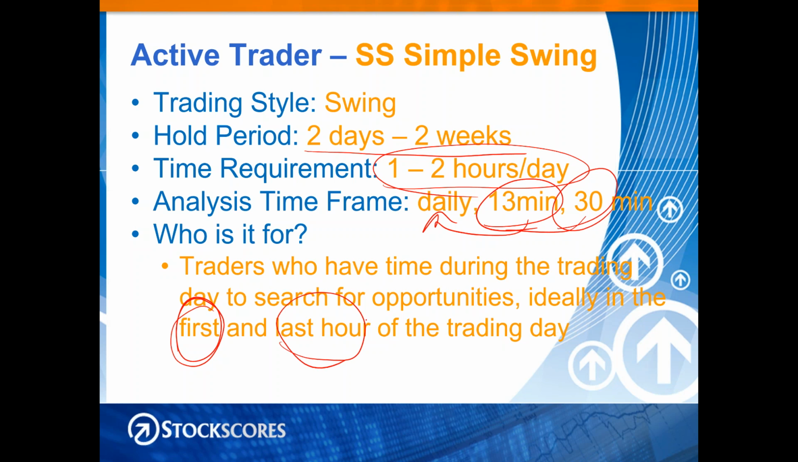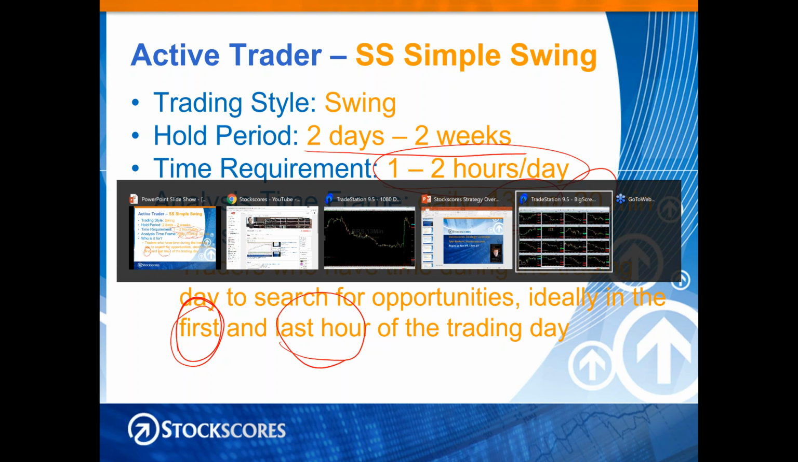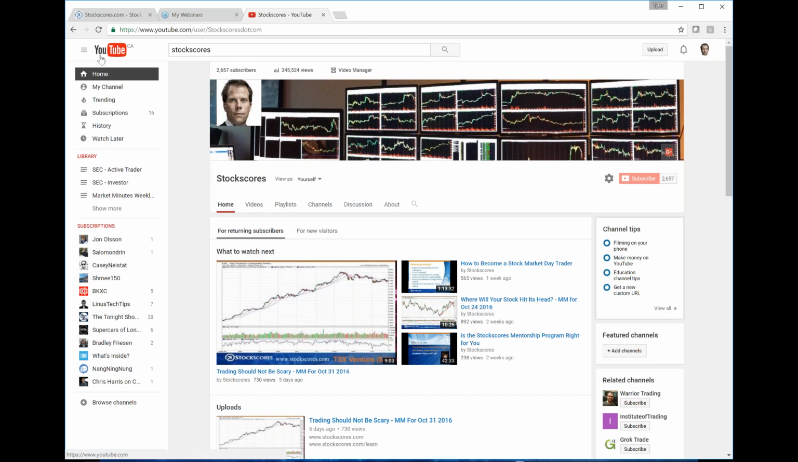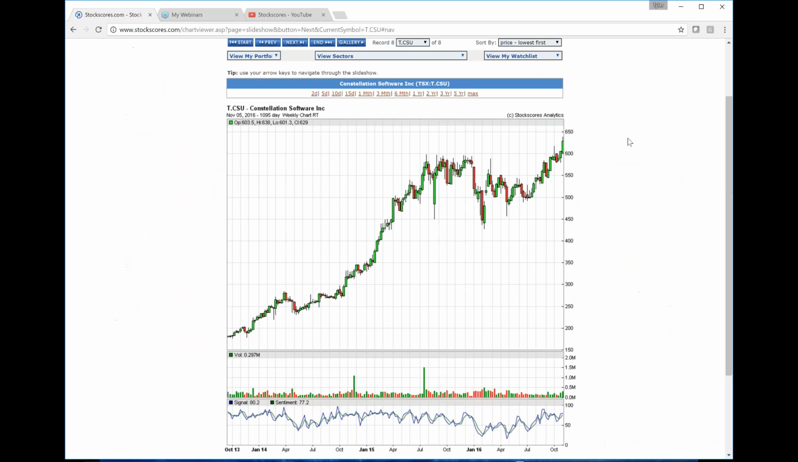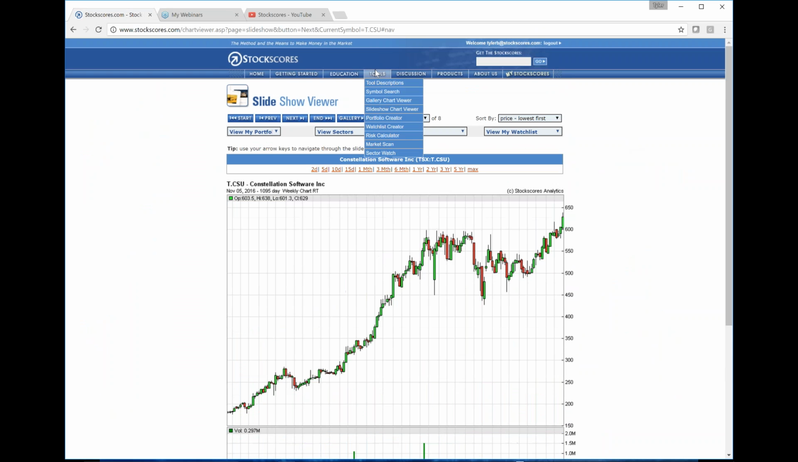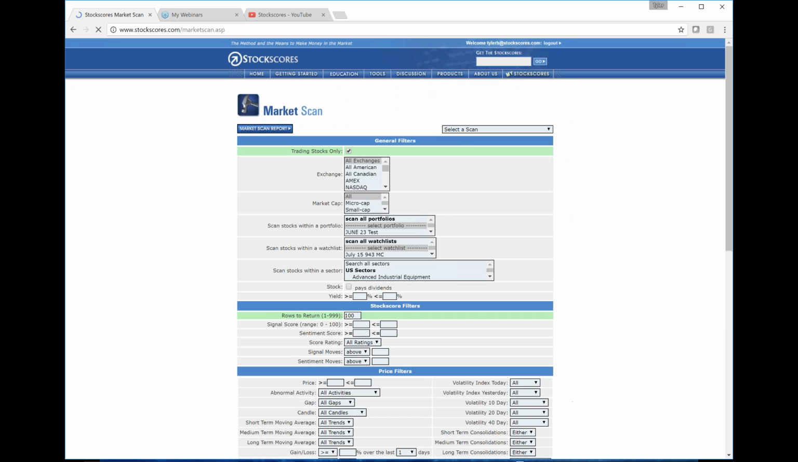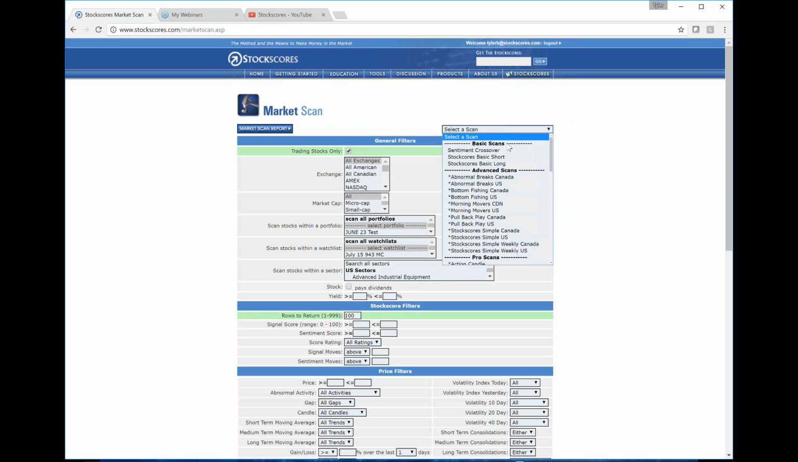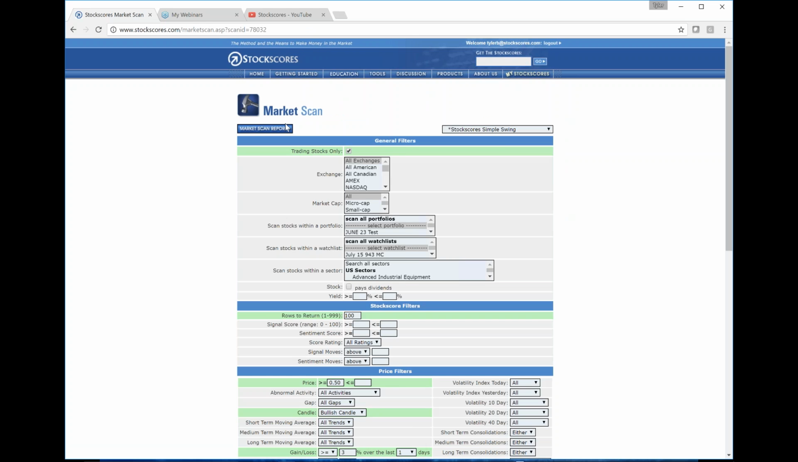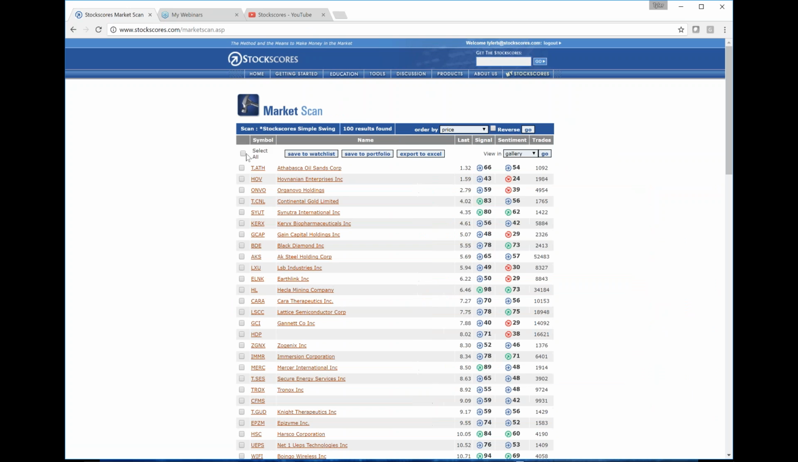All right. Now the swing trade strategy, you can use 2 different tools for that. You can use Stockscores. With Stockscores, you're going to miss those movers that come right at the open, but still works pretty good. So if I go in here and go Stockscores Simple Swing, right there, I can run the report, and I can then check these charts.